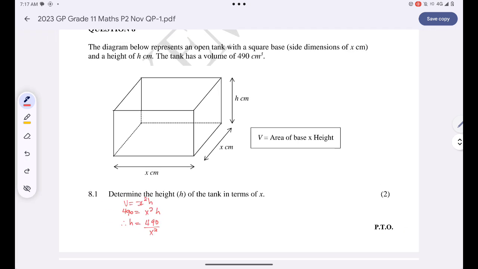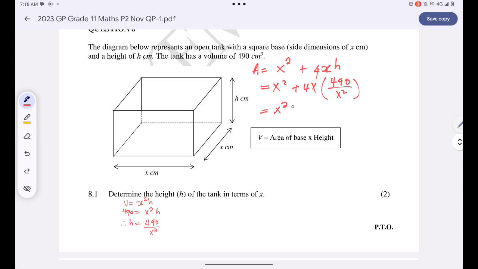So the surface area is equal to the area of the base. My base is a square, right? Plus the area of a rectangle. Area of a rectangle is equal to base multiplied by height. But I have 4 of these rectangles, and all of them are equal. So I'll just say 4 times xh. So I'll have x squared plus 4x. Remember that I calculated h to be 490 over x squared, right?